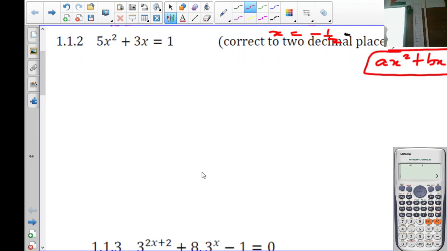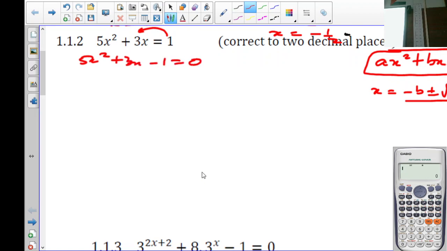Why do we want it in that form? So that we can use the formula which says x is equal to minus b plus minus the square root of b squared minus 4ac over 2a. That's the form we want it to be. Okay? So firstly we need to take that 1 over. So we get 5x squared plus 3x minus 1 is equal to 0.